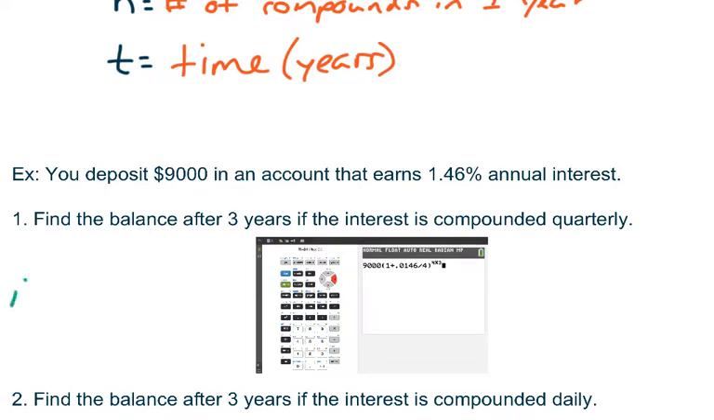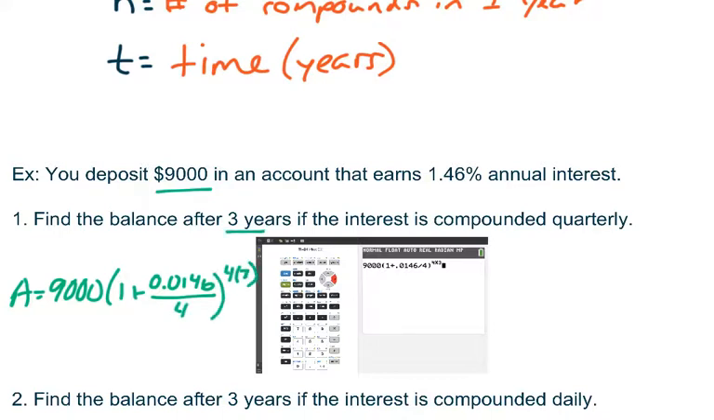It'd be Y or A equals, your principal is $9,000, 9,000 times 1 plus your R value, your interest rate is 1.46%. So that's going to be 0.0146 over, now we're compounded quarterly, that means 4 times, so our N value is 4, to the 4 times, and we're talking 3 years. That's your formula. And I've got that typed in right here in my calculator screen.